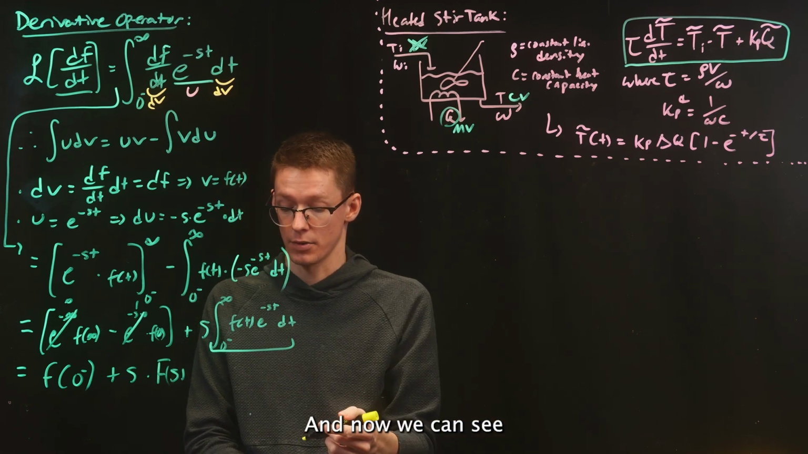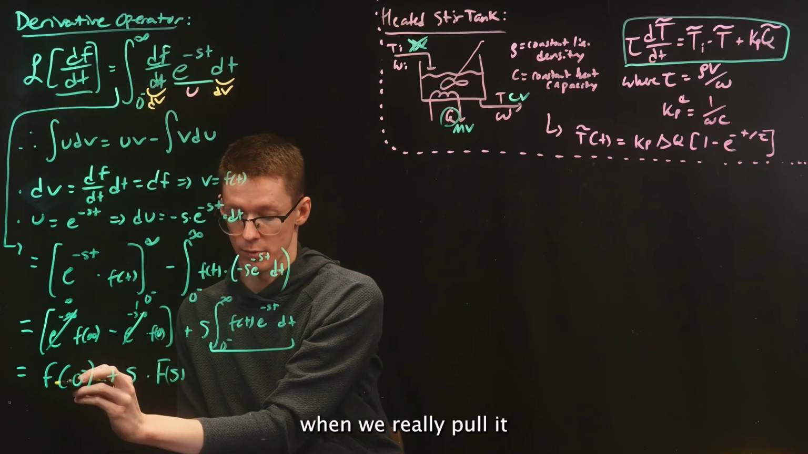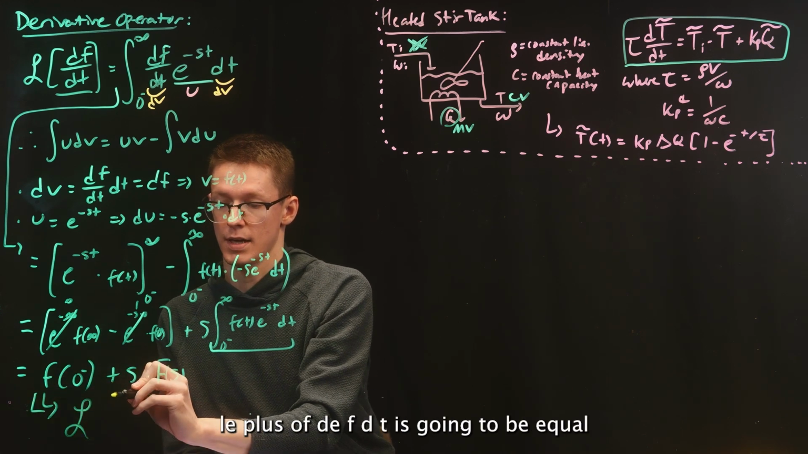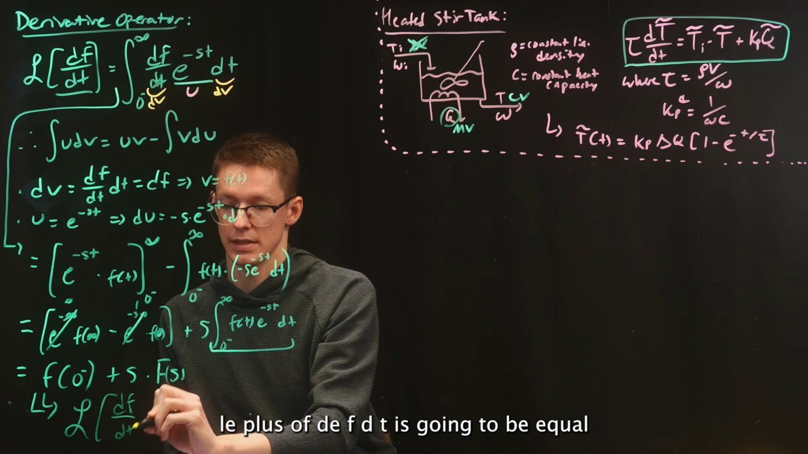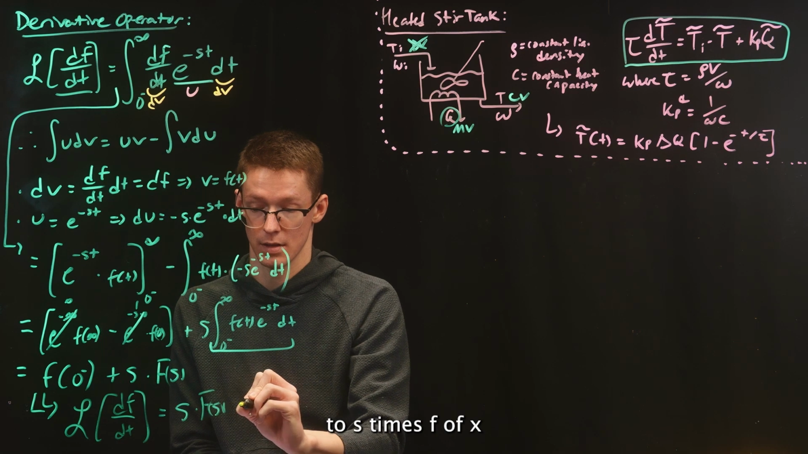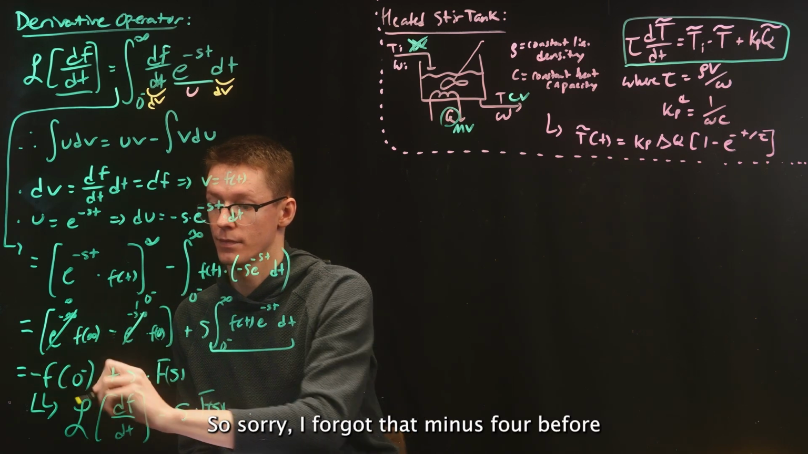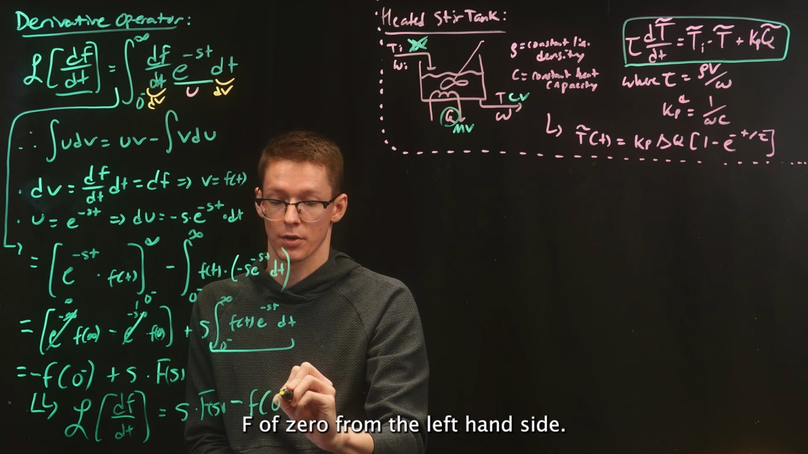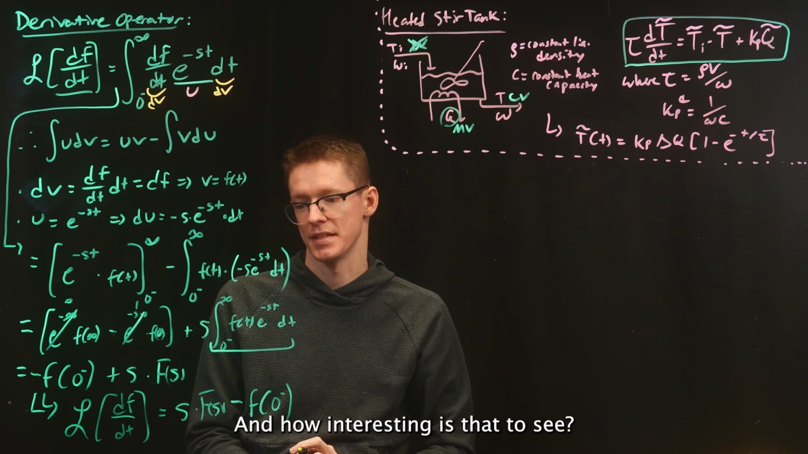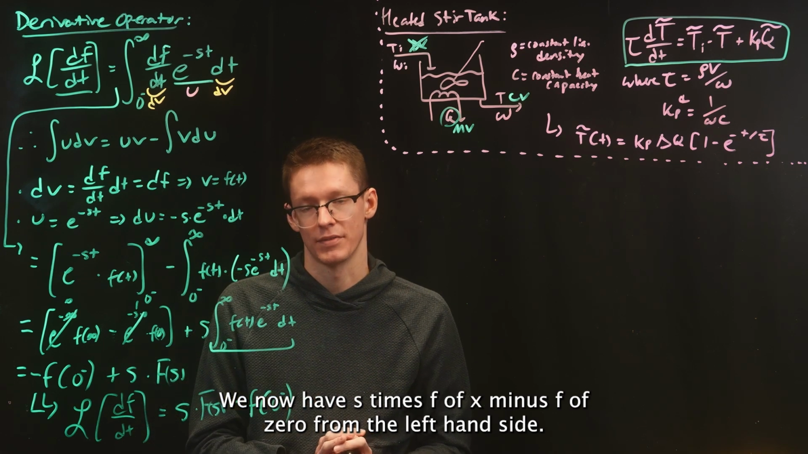And now we can see directly that this integral, when we really pull it back down onto the bottom of our screen here, the Laplace of df dt is going to be equal to s times F of s minus, so sorry, I forgot that minus from before, f of 0 from the left-hand side. And how interesting is that to see? We now have s times F of s minus f of 0 from the left-hand side.